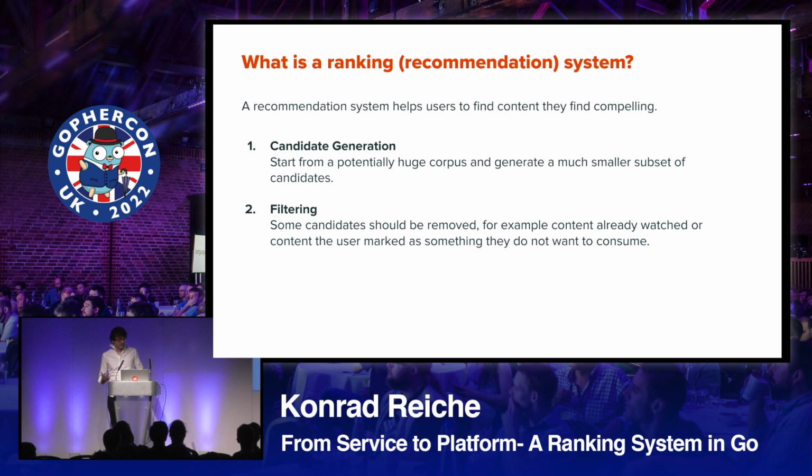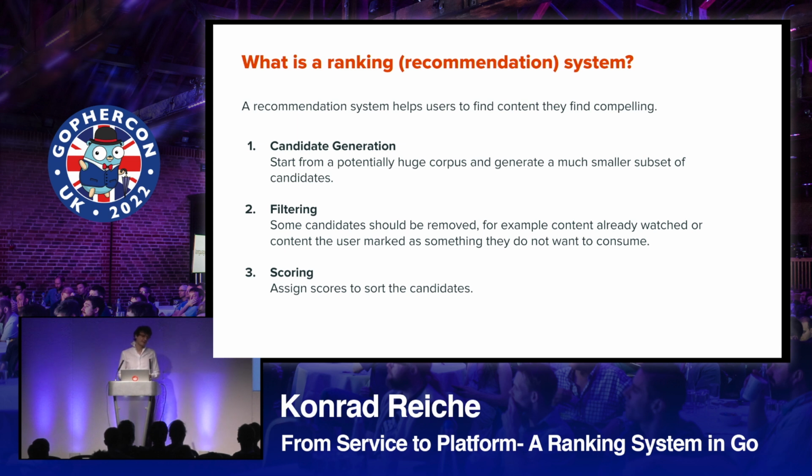Then there will be some candidates we want to remove. For example, posts the user has already seen, or posts from topics the user explicitly said they don't want to see. So we have a filtering step. And then finally, in a third step, scores are assigned so that we're able to sort the candidates before sending them to the user.